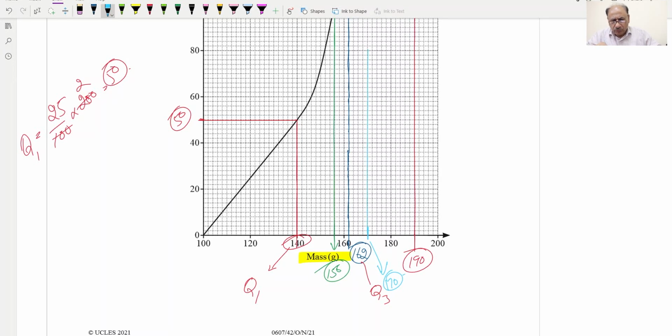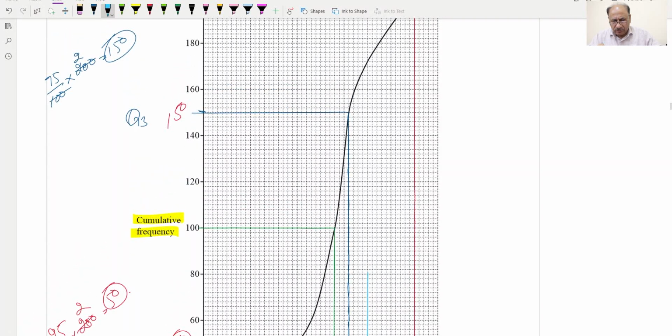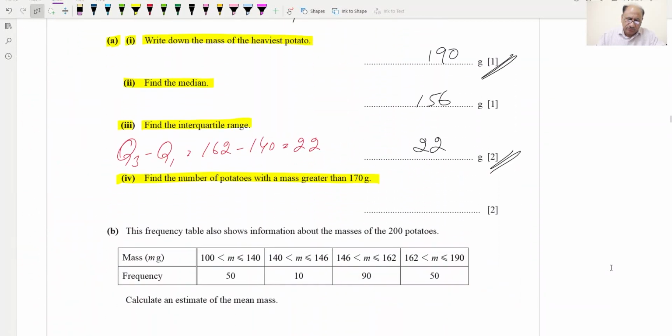We have to go to the cumulative frequency curve, and we'll take the reference from that one. This reference we will draw carefully and accurately. 172 is this reference. So 200 is the total, so for this gap between 172 and 200, we will check 200 minus 172.